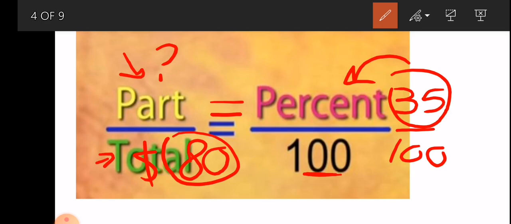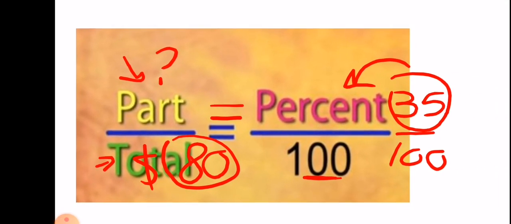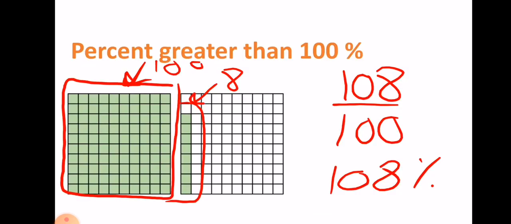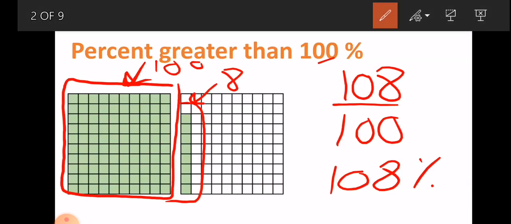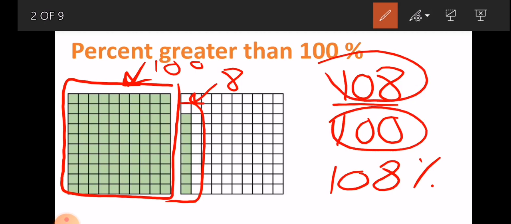Okay, is the part always a smaller number and the total a bigger number? No, it's not a rule. Sometimes my part can be greater than the total. Like what? For example, the previous one, here it is. I have the part is 108 over 100. When I have a percent which is greater than 100, it's okay to have the first number, the number which is up, be greater.